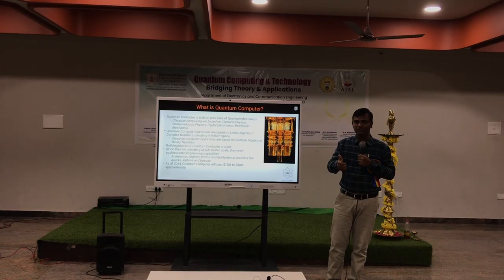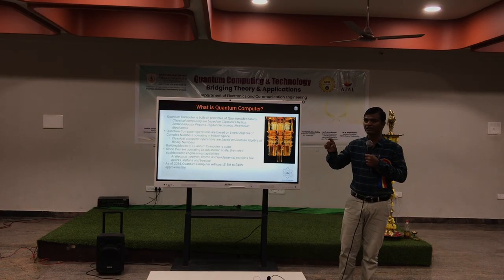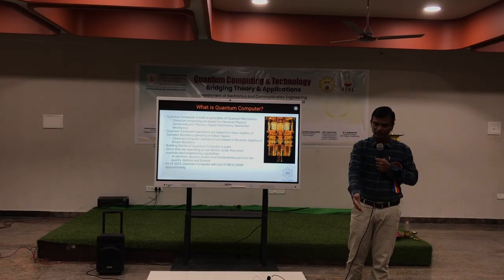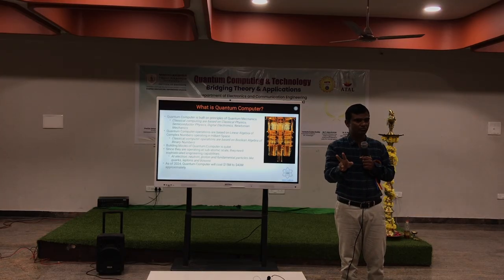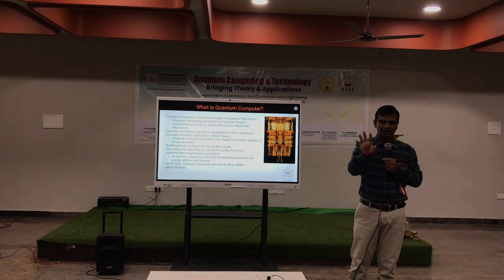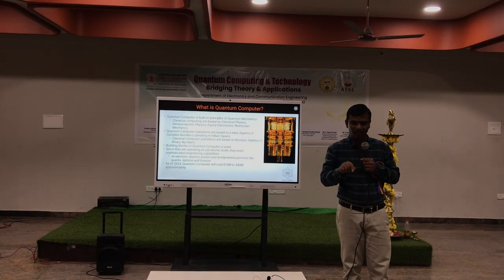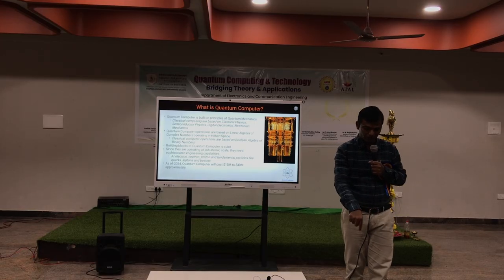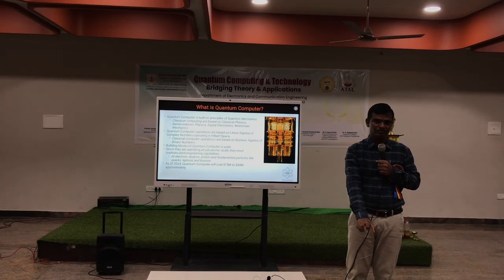Suppose I have a coin that has either head or tail, and I toss it. Once it hits the ground, you will get either head or tail, nothing beyond that. It is deterministic. Seeing the value after the coin hits the ground is called classical computation.